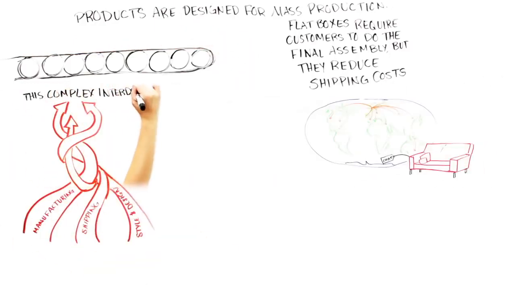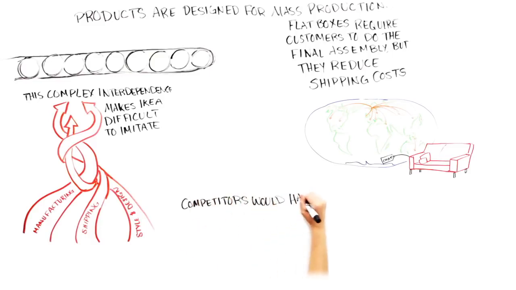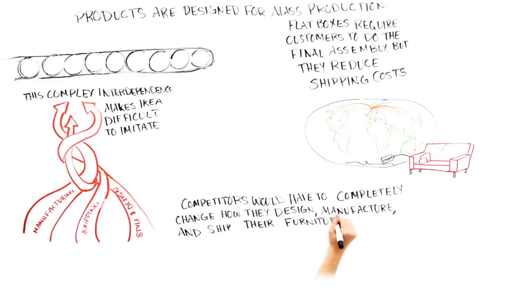The complex interdependence of IKEA's strategy makes it difficult for competitors to imitate because they don't design their own furniture and their suppliers don't manufacture furniture in high volumes and ship in flat boxes. To imitate IKEA, they would have to completely change the way they design, manufacture, and ship their furniture.